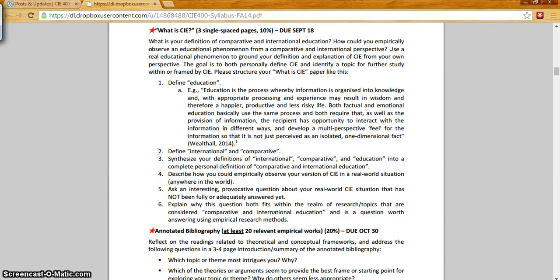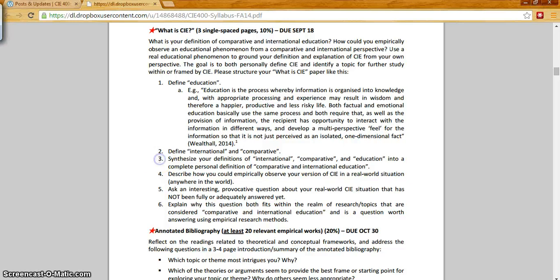Next, define international and define comparative. Now, you can certainly look at what a dictionary says. You can look at what other people or our assigned readings say, but I'd really like for you to have your own definition. So use the references, definitely, and cite them. But build this definition of international and your definition of comparative in your own words.